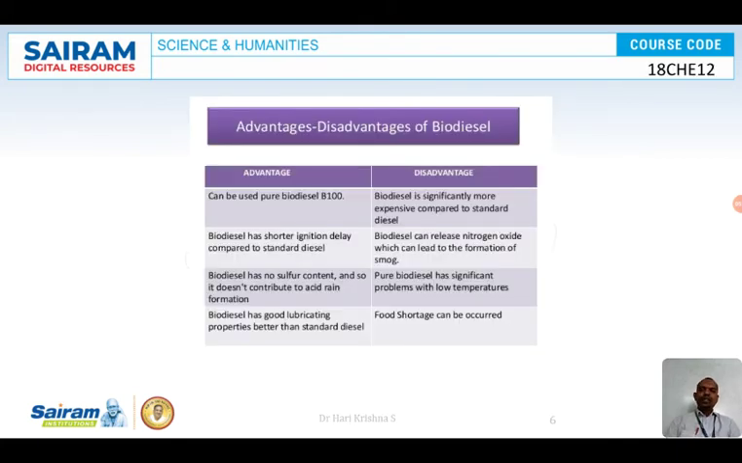Advantages. The main advantage here is that pure biodiesel is called B100. This pure biodiesel can be used in the diesel engine without much change in the engine design. So it is called B100. It can be used directly as it is. This biodiesel has a shorter ignition delay.